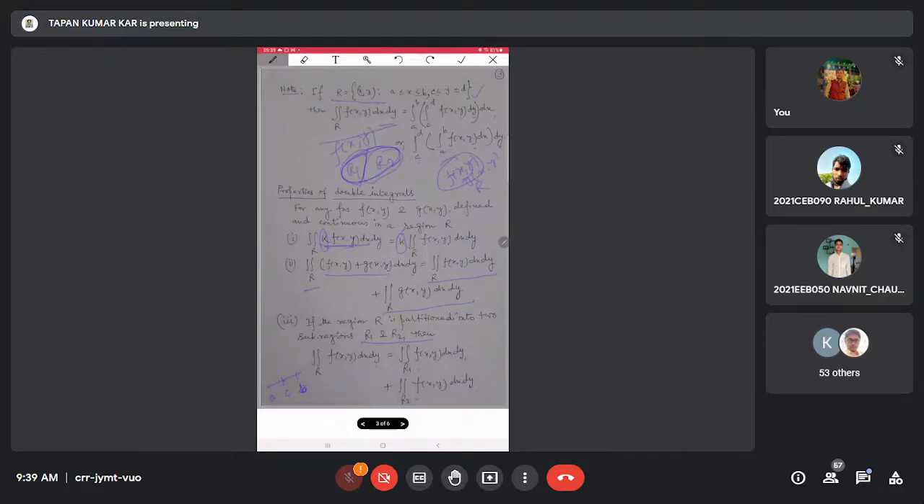If the region is divided, sometimes it is useful when the region is complicated. In that case, we can use these properties: divide into subregions, integrate the function over each subregion, then take their sum.